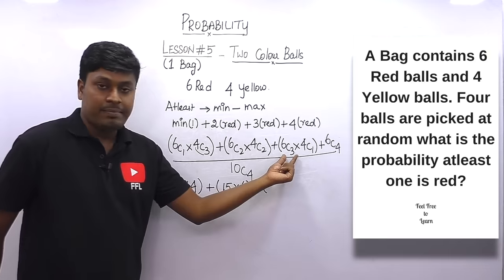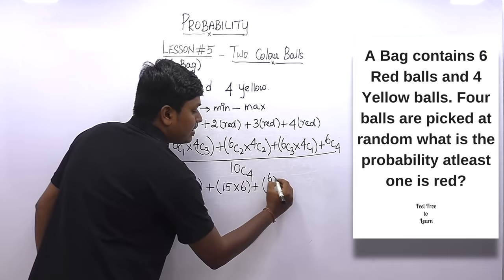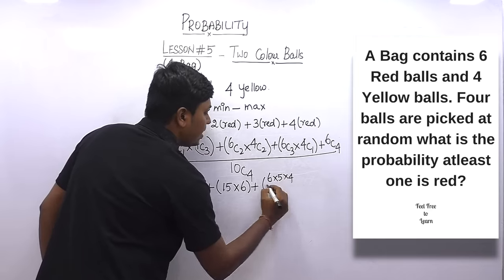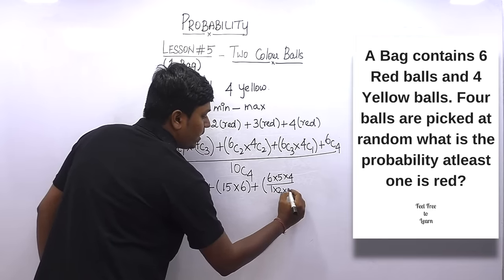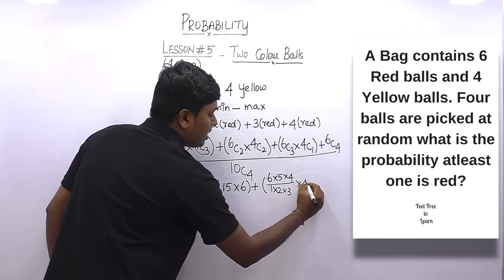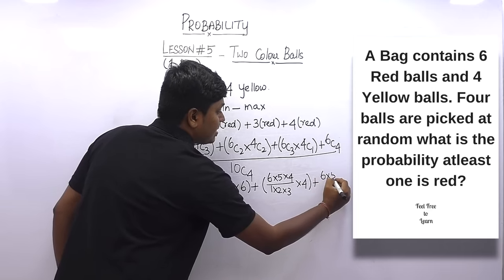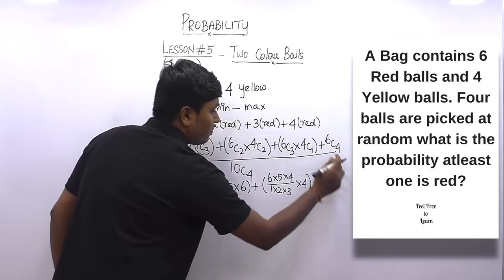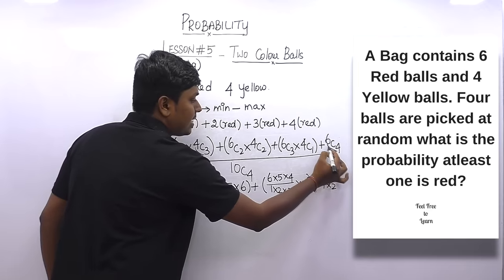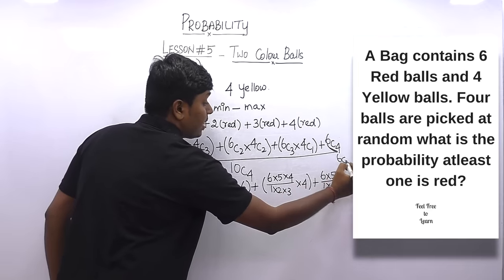Next is 6C3. So 6C3, you can calculate like this: 6 into 5 into 4. If you are a beginner, you can do like this: 1 into 2 into 3. So into 4C1 can be written as 4. Next is 6C4. 6C4 can be written as 6C2. So 6 into 5 divided by 1 into 2. These are the things we have already learned in the basics, right? 6C4 can be written as 6C2.